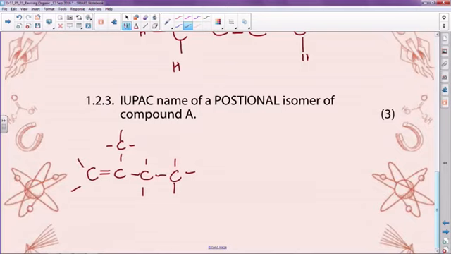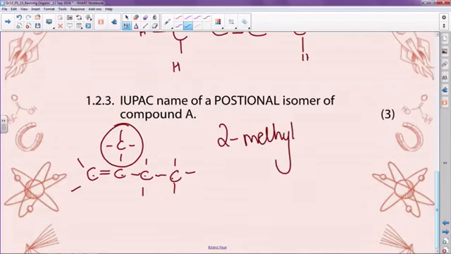But they didn't want the formula, they wanted the name. So we look and we go 1, 2, 3, 4. That's on the second one. So this becomes 2-methyl, watch, all one word, bute, 1-ene. Alrighty, so last one.